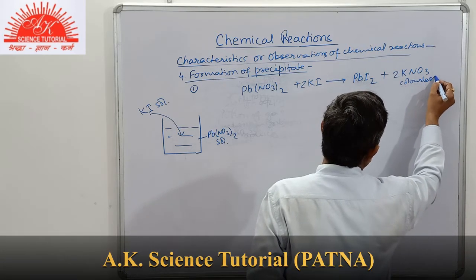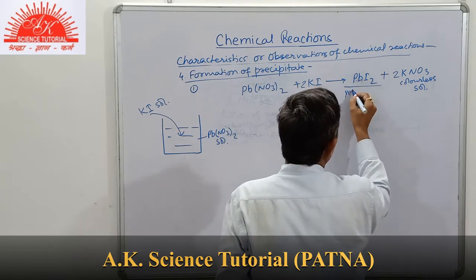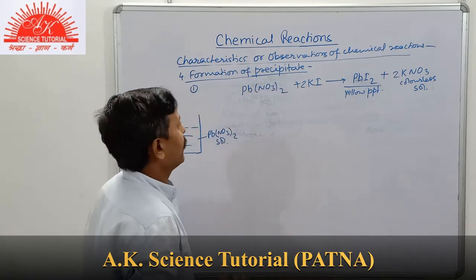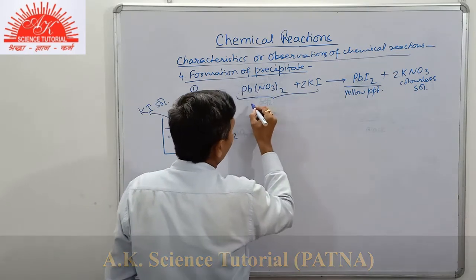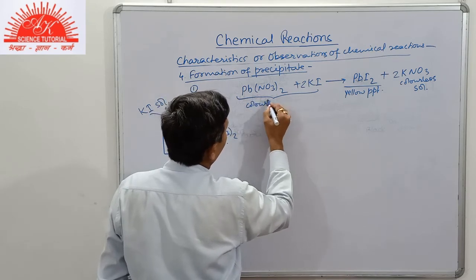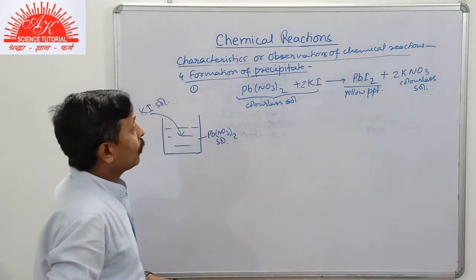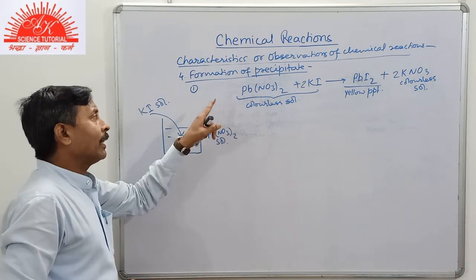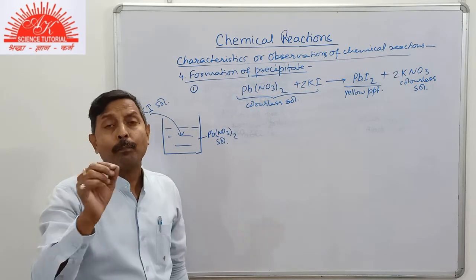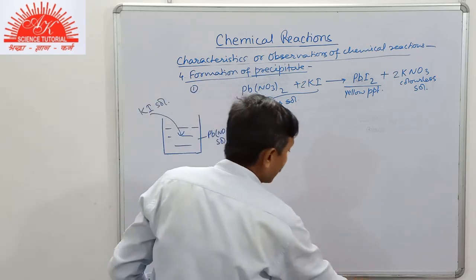and here it is yellow precipitate, and all these are colorless solutions. So when potassium iodide is added to lead nitrate solution, then yellow precipitate is formed. So this is the formation of precipitate.